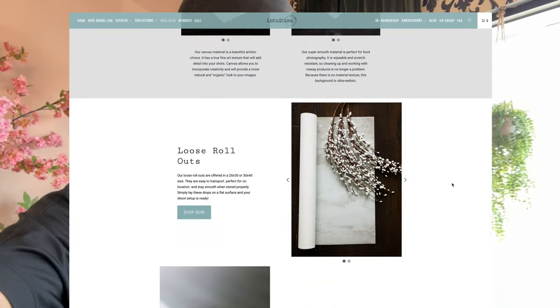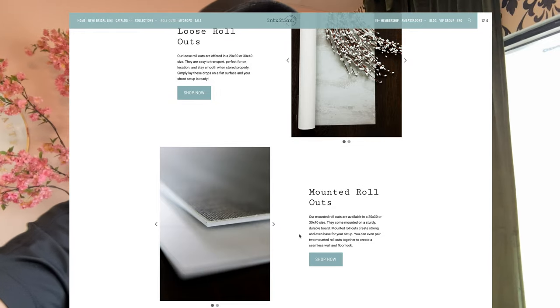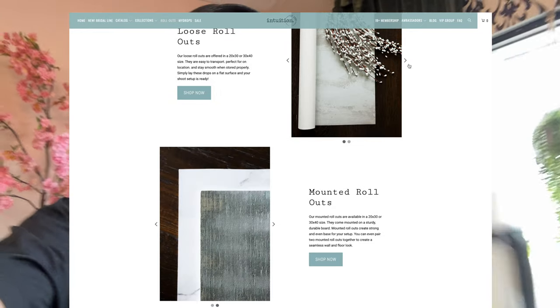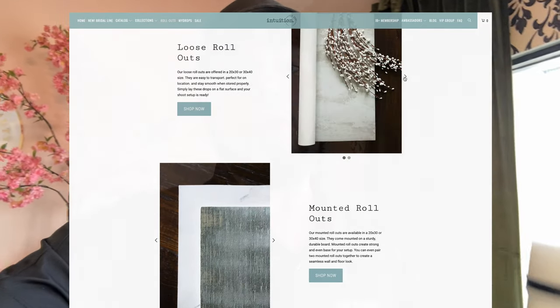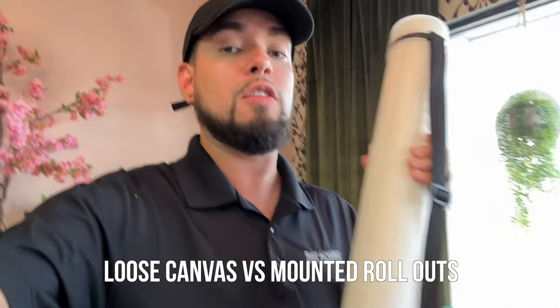Inside of this tube are some rollouts. I have a few different colors. I have the loose canvas, which was, in my opinion, the best choice because I want to be able to roll them out and roll them back up when I'm done and just carry this tube with me to my job sites, since I am mobile. I work a lot on location, so this is why having a tube like this is beneficial for me. So that's why I chose the loose rollouts.